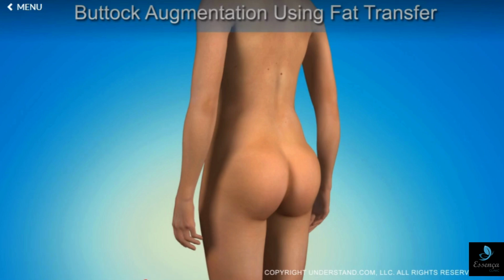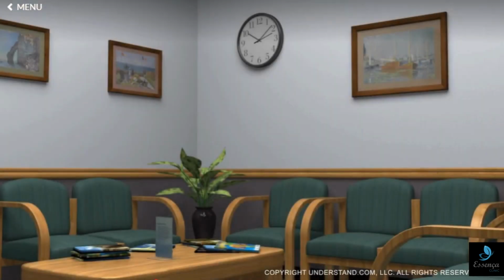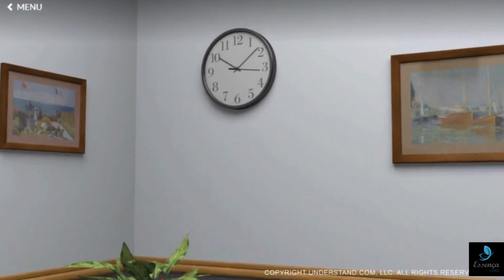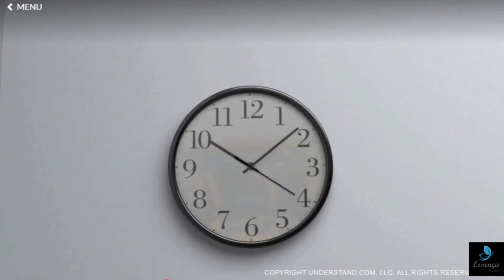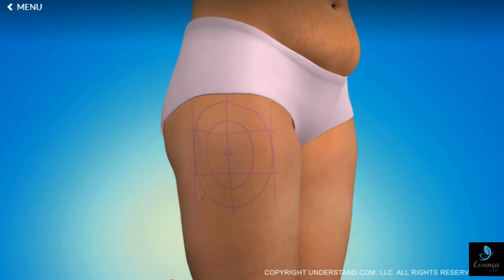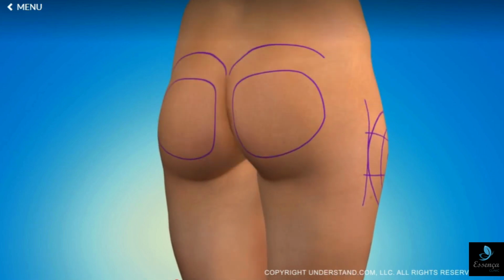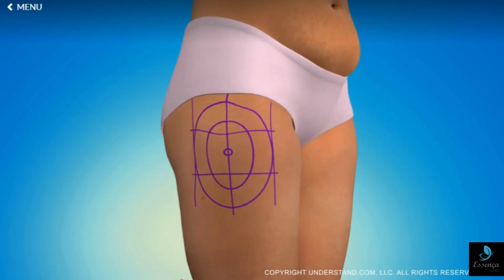This animation will highlight a fat transfer procedure used for buttock augmentation, also known as a Brazilian butt lift. A buttock augmentation by fat transfer may last approximately 1 to 4 hours, depending on the complexity of the procedure and whether an additional procedure is performed at the same time. Your surgeon will carefully mark the areas where fat will be removed and the areas where fat will be injected. These markings will be used as guidelines during the procedure.